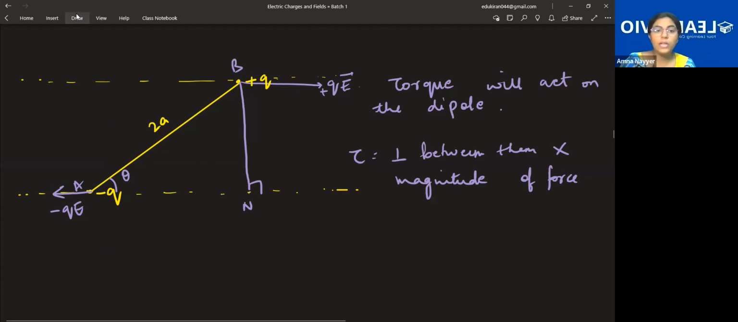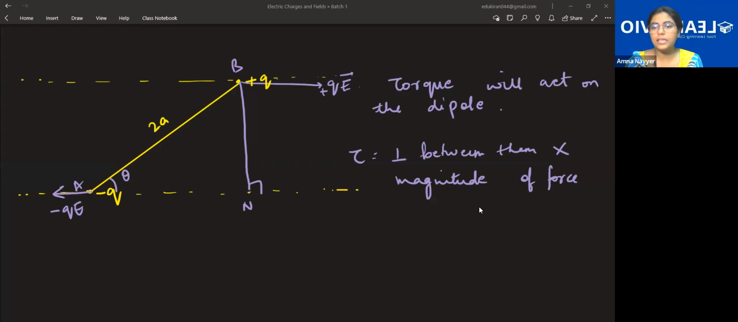Now, for the calculation of torque, there was one condition required, which I told you in the beginning itself: the radius we take for torque is always perpendicular. Here we have taken a general case. Suppose this is making angle theta here. We still need a perpendicular. So BN is the perpendicular that we have dropped for our calculation.